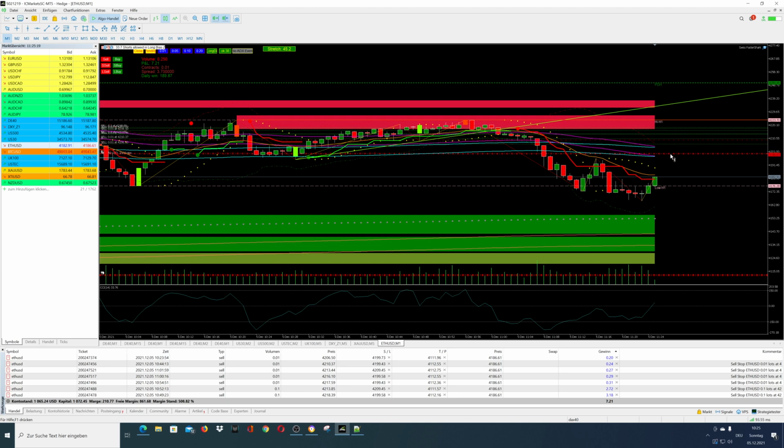Then I have the parabolic SAR, this one. This shows me if I am in a trend or not. Downtrend. Now I'm still in a downtrend, but price comes over the EMA 20. Maybe I have to exit here. If it comes over this point, I have to exit.